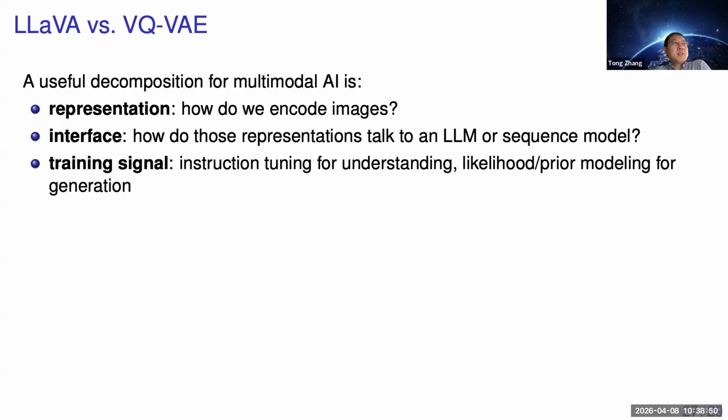The training signal is instruction tuning for understanding. You could do other things, by the way. Right now you could do more than instruction tuning, but this focus on instruction tuning is sufficient to bring up the ability for the LLM to already understand the image.